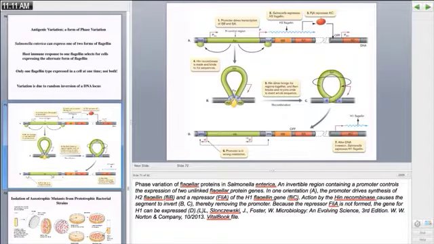The IN portion of HIN makes it easy to remember. This is the invertase, the enzyme that actually mediates the inversion of that segment of DNA. That protein is expressed under its own promoter here, the promoter for HIN. It produces the protein shown as these green ovals, which have the ability to bind to Hicks right and Hicks left.